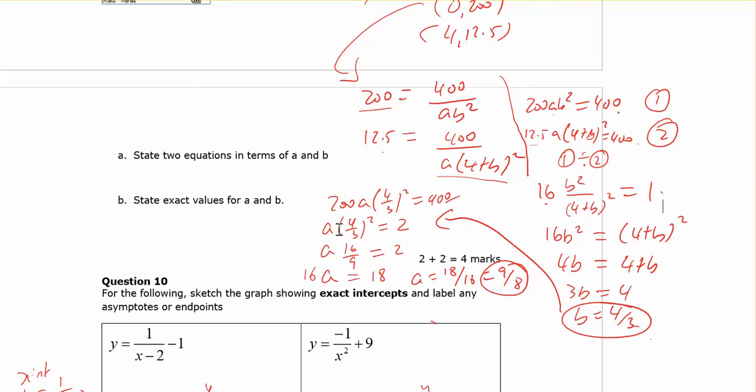Now what I do is I sub this back into equation 1. So I get 200a, and then my b is now 4 over 3. So 4 over b squared equals 400. I divide both sides by 200, so I get 2 on this side. 400 divided by 2 is 200. Then I squared this, which is 16 over 9. I multiply both sides by 9, and I divide both sides by 16. So I get a equals 18 divided by 16, which equals 9 over 8.